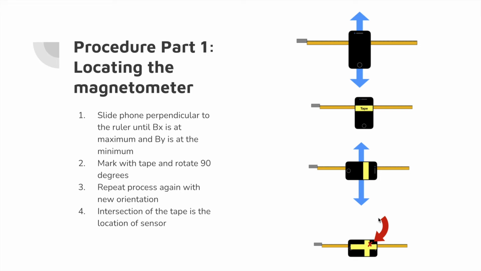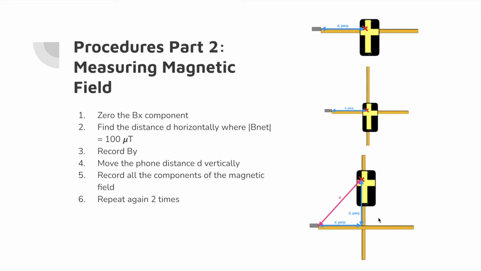Here are the first steps for the procedure of the lab for locating the magnetometer. This walks you through the steps along with visuals of the setup of the lab. Here is the second part of the lab setup where we measure the magnetic field. You can also see the visuals of the setup and the steps listed here.